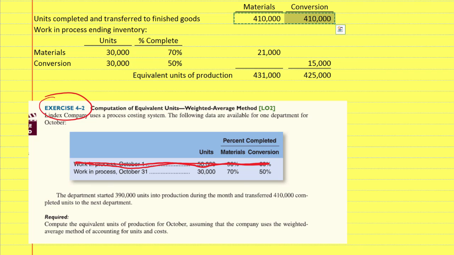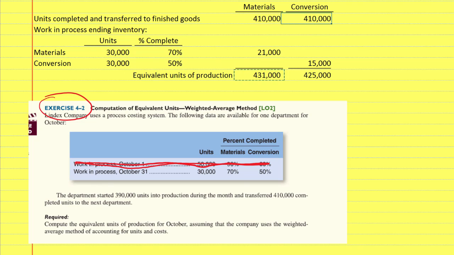And now let's take a look at our units completed and transferred to finished goods. 410,000 rolled off the end of the assembly line. And with respect to materials, those 30,000 left in ending inventory had 70% of their materials. That's enough materials to make 21,000 units. So our equivalent full units of production for materials is the sum of those two things, 431,000 units.